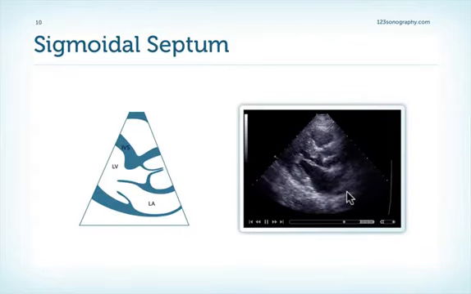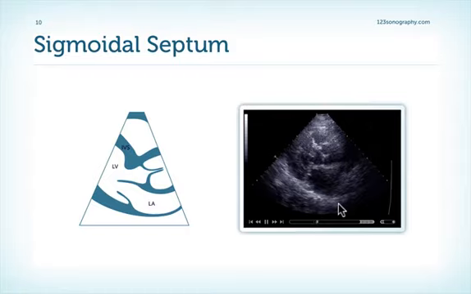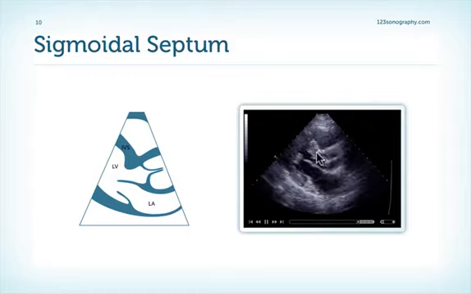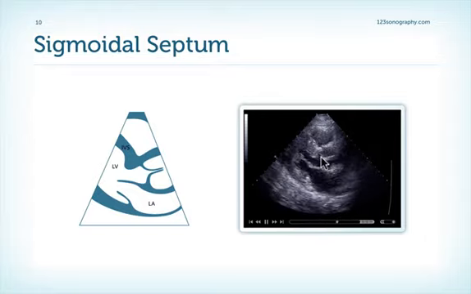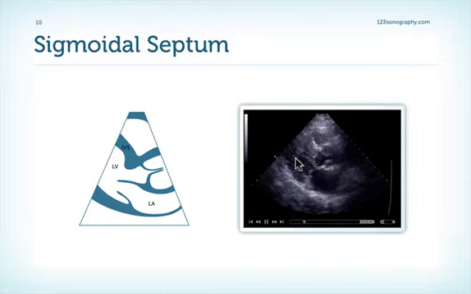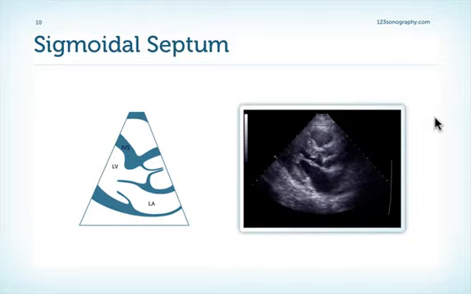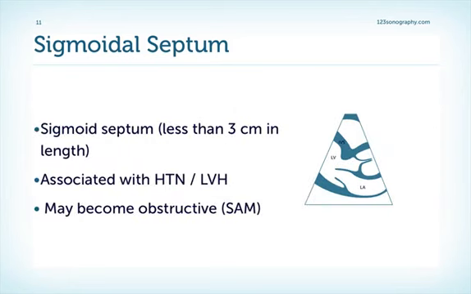This is an example of a patient who has a so-called sigmoid septum. What is a sigmoid septum? It's a septum which has an S shape and where you have portions of the septum which protrude into the left ventricular outflow tract. This is a phenomenon you see very often in patients who also have left ventricular hypertrophy and hypertension. Usually, the thickness of a sigmoid septum is less than 3 centimeters in length, so it's only a regional problem. And as I already mentioned, it is often associated with hypertension and LVH.